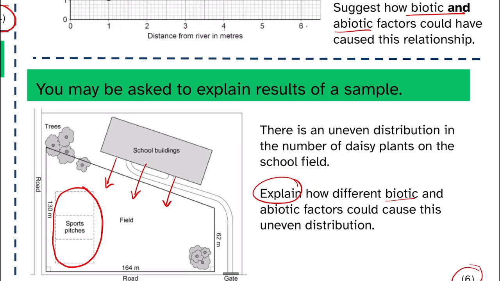We could also say things like the trees cause shade. So again, that's a biotic factor. Sorry, an abiotic factor. And if you absolutely wanted to, you could say that maybe some areas of the field might not be level, therefore there might be lots more water on them that would affect it too. But just make sure you make a statement and then explain it. That's all I need to do for that one.